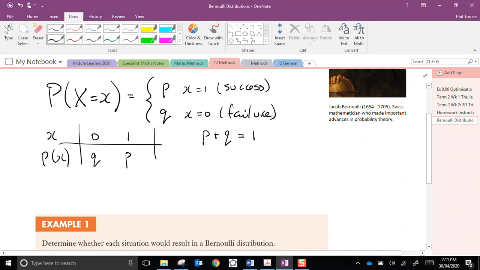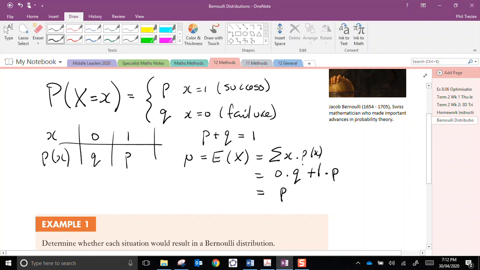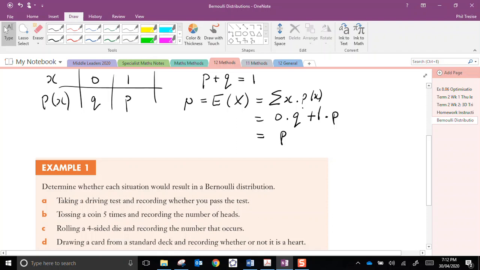Now, what did we know last year if we recall our prior knowledge? Well, we know that the mean, or the expected value of our event, is the sum of x, the individual scores here, multiplied by the probability. So what do we find? Well, if x equals 0, we multiply by q, and then if x equals 1, we multiply by p. Clearly then, the expected value is p.